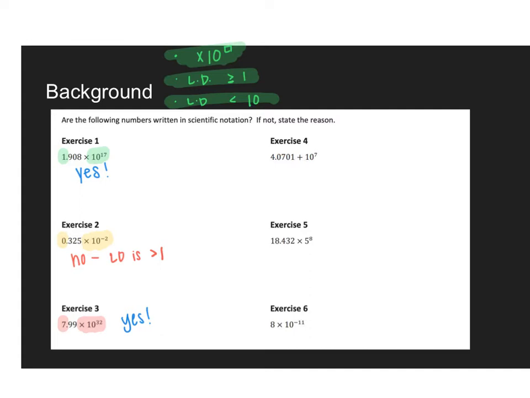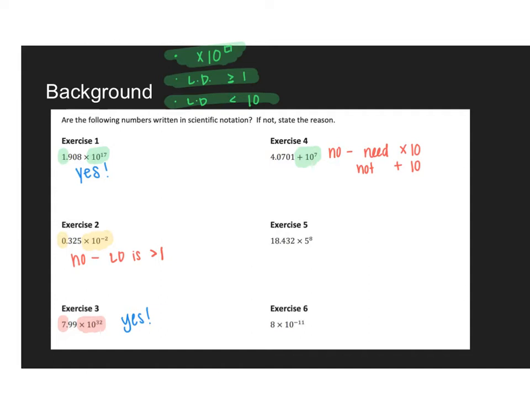Exercise 4. Let's look at this one. We have plus 10 to the 7th. Is that correct? No, we need times 10 to the power. So no, this is not written in scientific notation. We need it to say times 10, not plus 10.